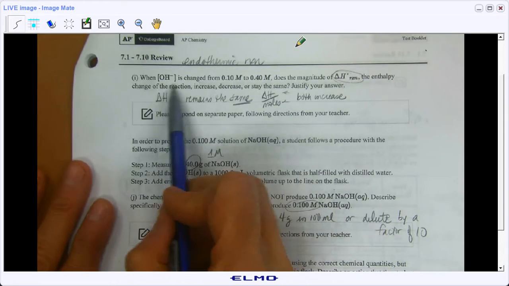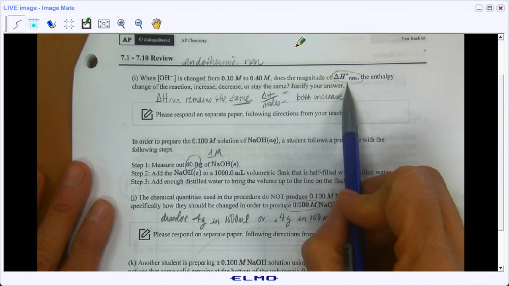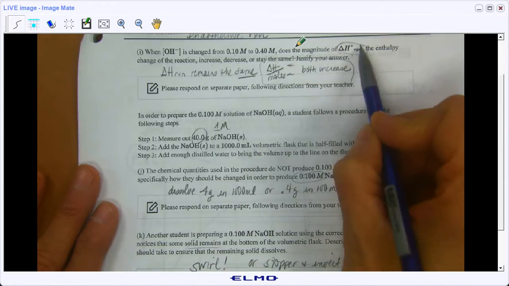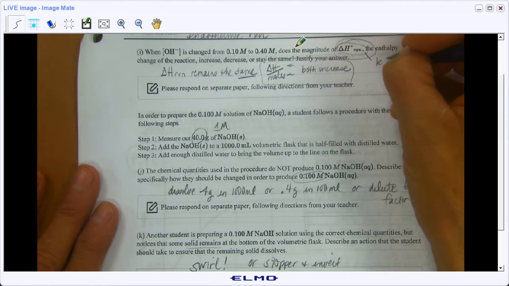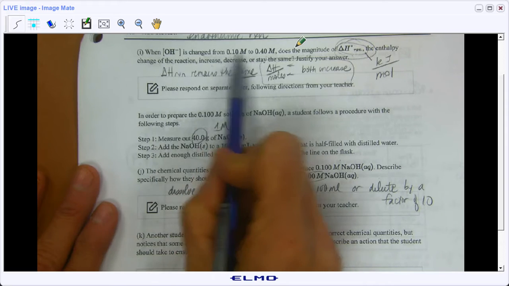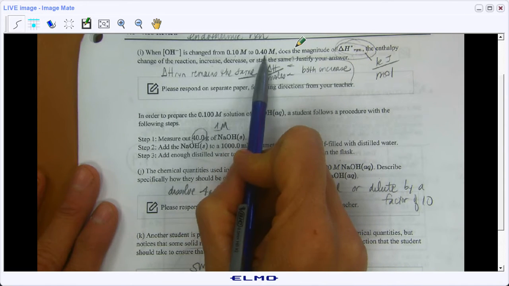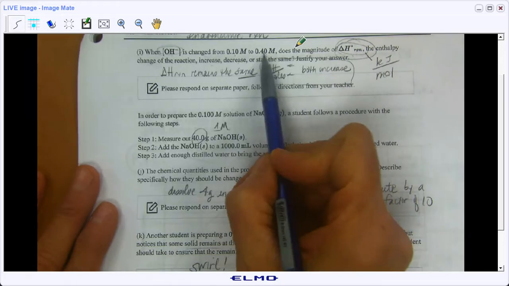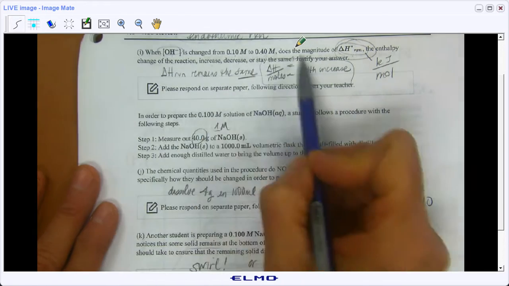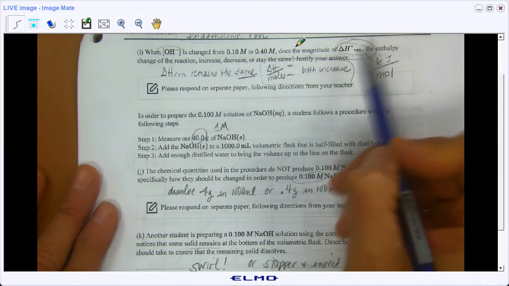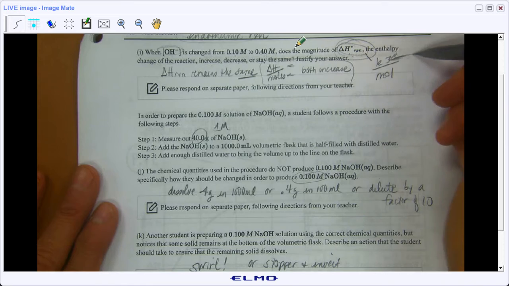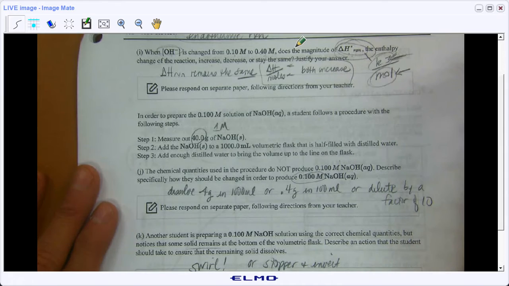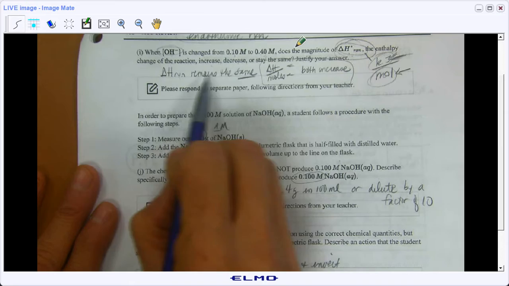Letter I, when the OH minus is changed from 0.1 to 0.4, does the magnitude of delta H, the enthalpy change, increase, decrease, or stay the same? Well, here's the definition of enthalpy change. This is kilojoules per mole. Okay, so if you increase your concentration of one of your reactants, you're going to cause the reaction to go faster, or you're going to get more product stoichiometrically, which means for an endothermic reaction, you're going to decrease by more kilojoules. But so your numerator of this will be a greater number of kilojoules, but you're also reacting a larger number of moles. So the delta H of reaction remains the same.